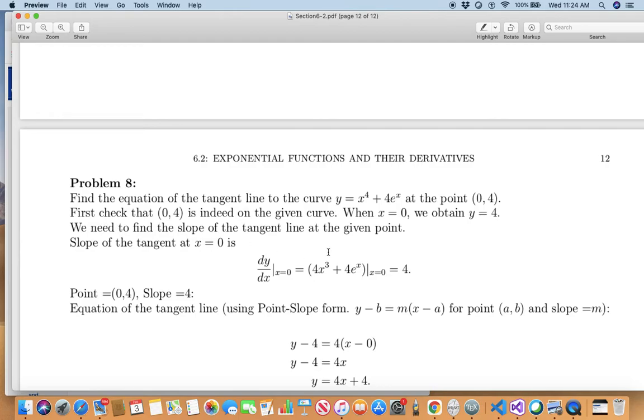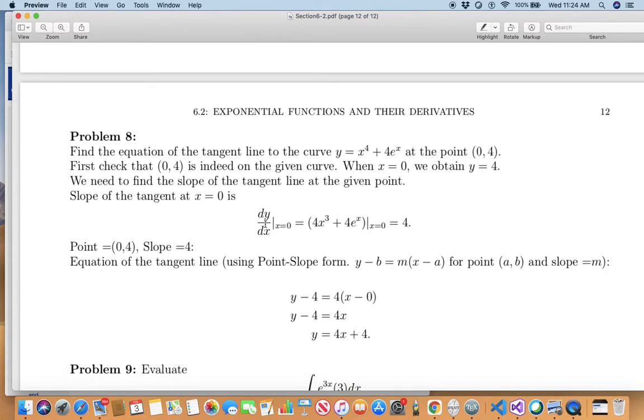To find the slope, what do we need? We need to take the derivative. The slope of the tangent line at the given point, at x equals 0, is the derivative of y with respect to x evaluated at x equals 0. What's the derivative here? 4x cubed. And here, 4e to the power x. Evaluate this derivative at x equals 0. That goes away, e to the power 0 is 1, so that's 4. Slope is 4. Point is (0, 4).